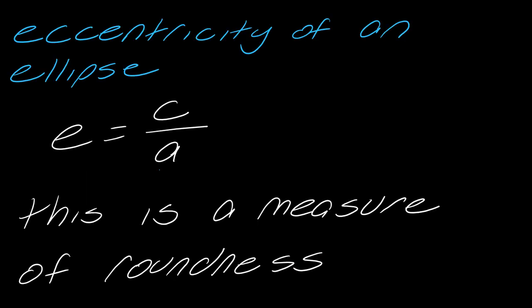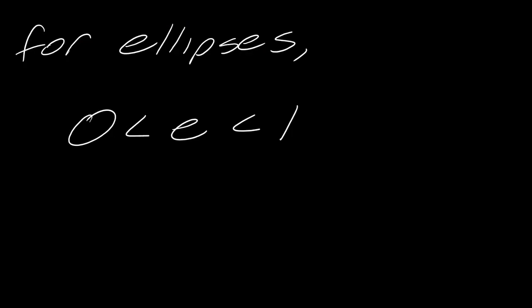It's pretty easy to calculate. You have to know C divided by A for an ellipse. You know how to get C, that's the square root of A squared minus B squared, and then your A is found directly in your ellipse equation. We think of eccentricity as a measure of roundness for ellipses. So for ellipses, E falls between 0 and 1.